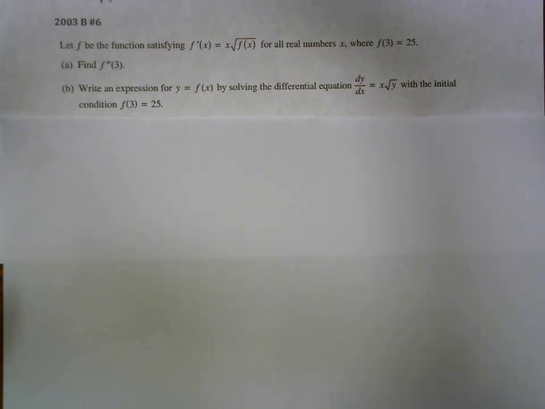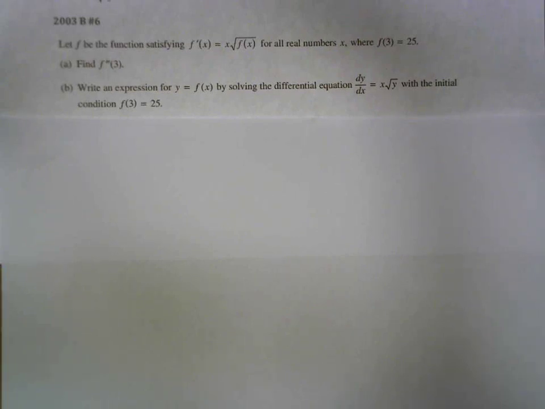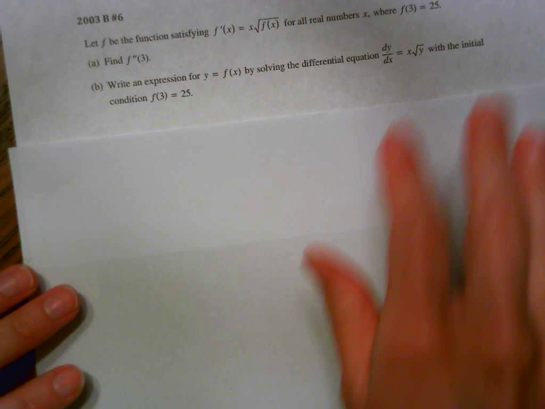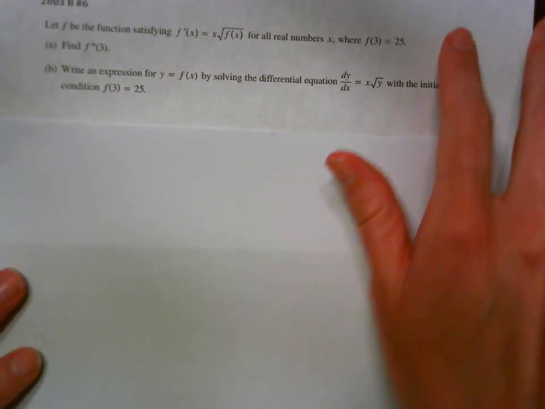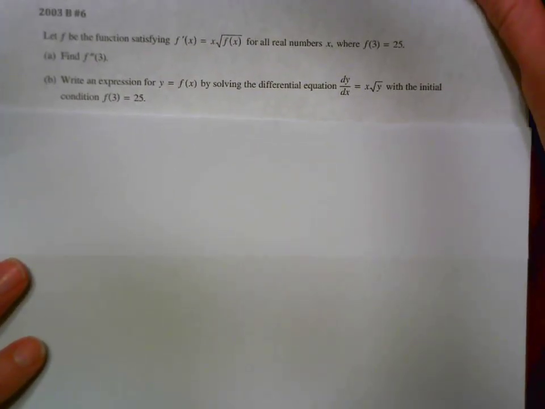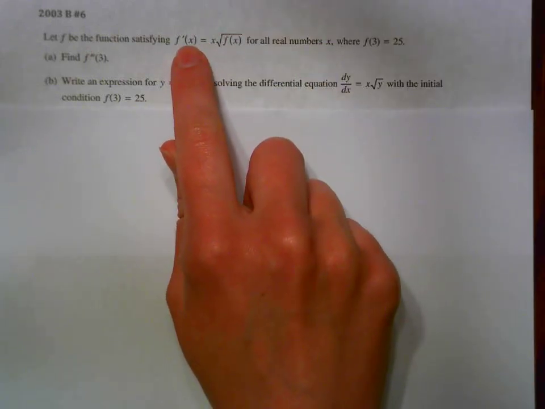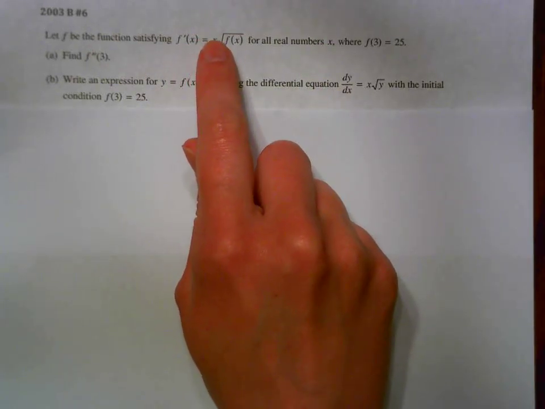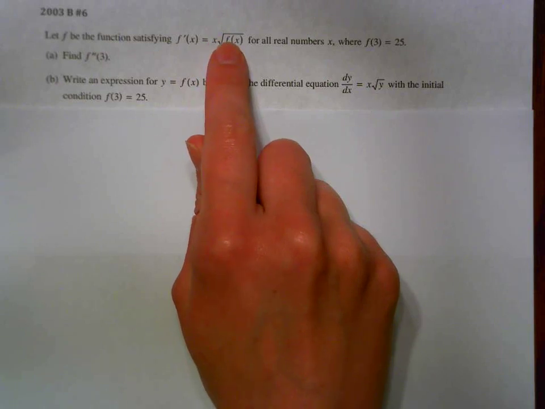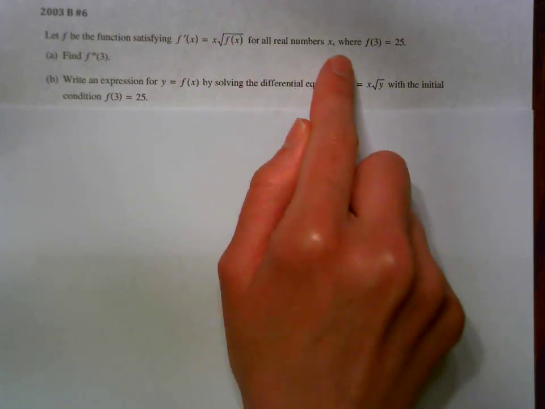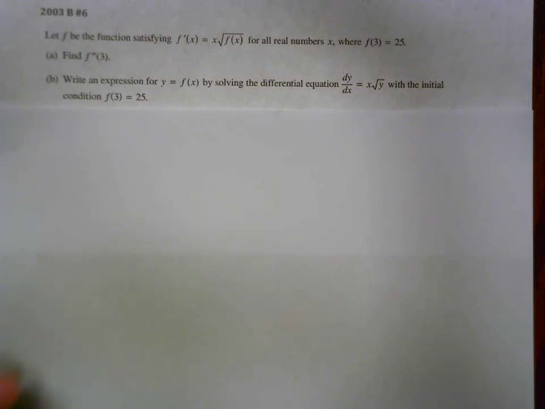In this video, we're going to do problem 2003, number 6, which is at the bottom of your Chapter 6 AP Review on page 25. It's pretty short. Working it out might take a while, but it's only 2 parts. It gives you f prime is x times the square root of f of x for all real numbers x, and then it gives you an initial condition.